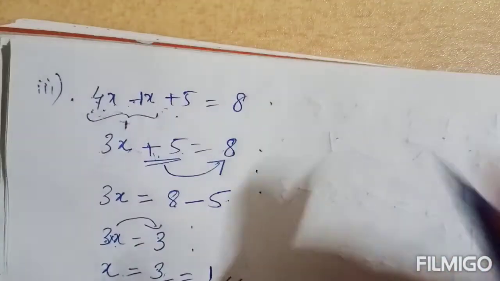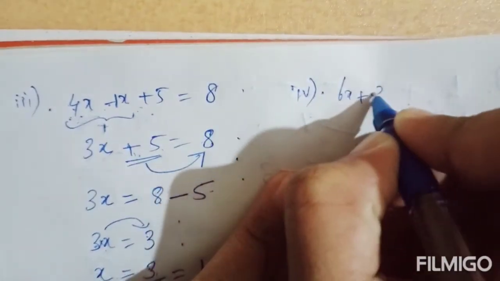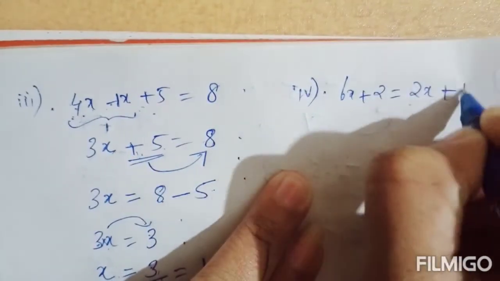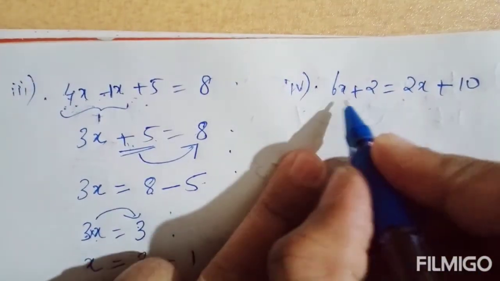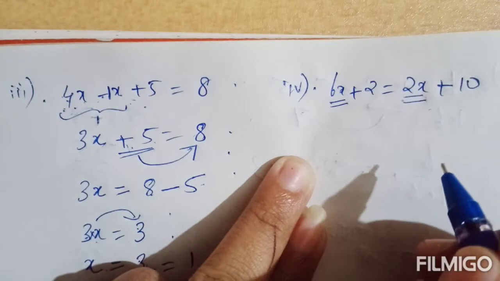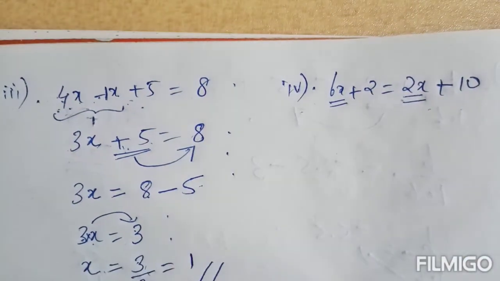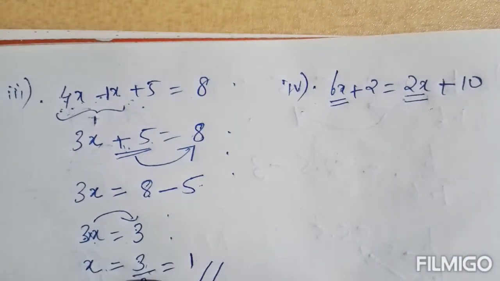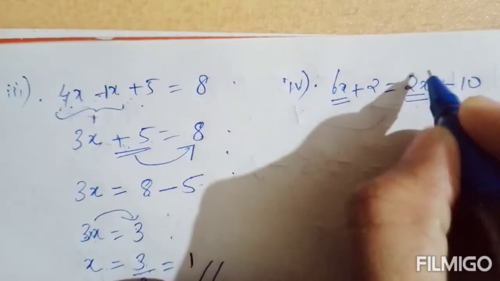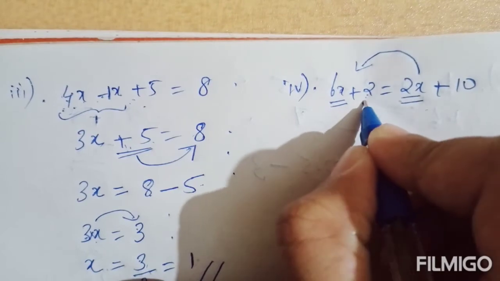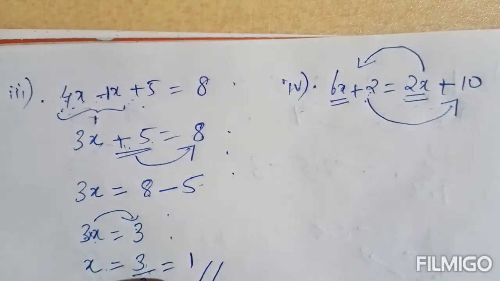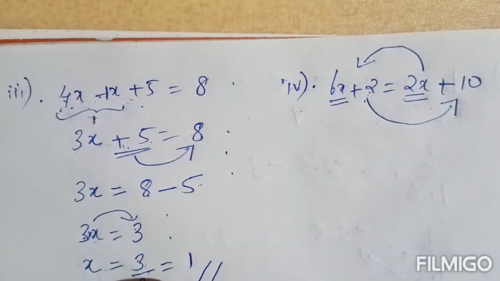Okay. In that fourth one, 6x plus 2 equal to 2x plus 10. So here we can see 6x and 2x are like terms. So let us group that together, or let us bring like terms on one side. Okay, so 2x let us bring to this side, and this 2 let us bring to the other side. Like terms you can bring together.